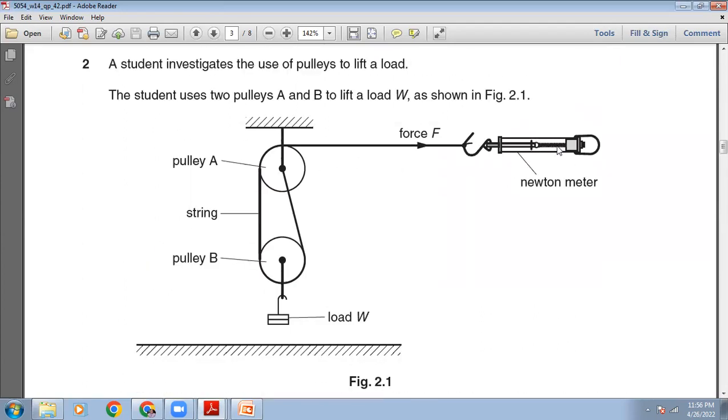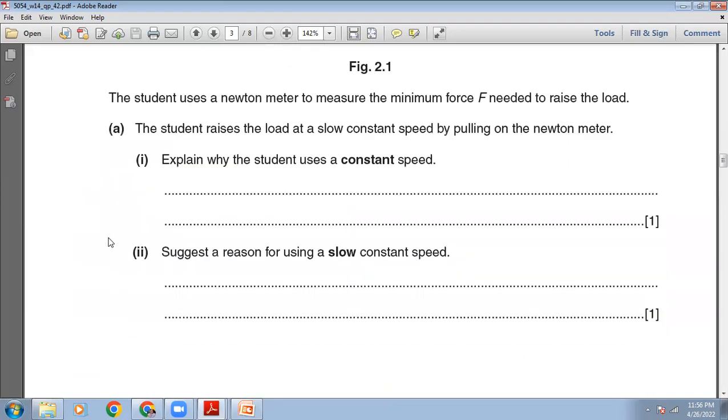So this string here basically is lifting the load of pulley B and the load of the weight W. And this Newton meter here tells you how much force is being applied. So from this meter, I can tell how much force is being applied. The student uses a Newton meter to measure the minimum force F needed to raise the load. The student raises the load at a slow, constant speed by pulling on the Newton meter. Explain why the student uses a constant speed.